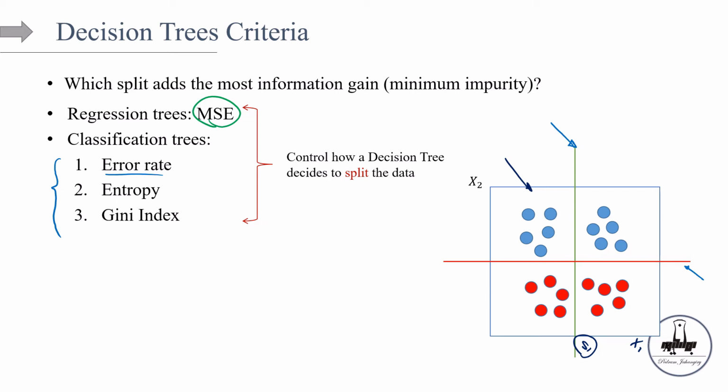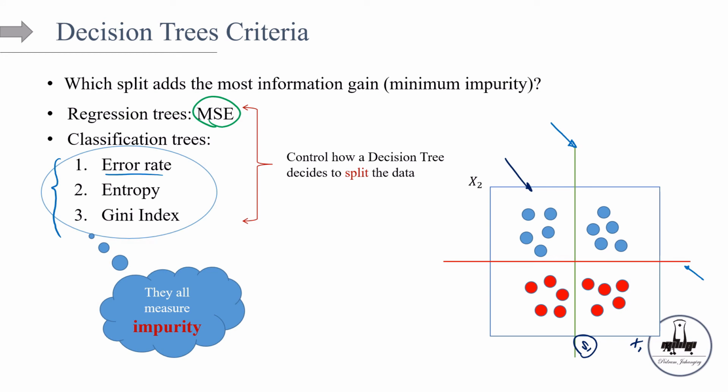For entropy and Gini, the story is the same. These are measures that control how a decision tree decides to split the data, right? And all of them are measures of impurity. I'm going to talk about the details of entropy and Gini index, but remember, at the big level, we want to minimize these things. We want to minimize error rate. We want to minimize entropy or Gini index. And down the road, you will see that entropy and Gini index are going to be better measures compared to error rate. From now on, we're going to work with either entropy or Gini index. In the next slide, I'm going to explain why.